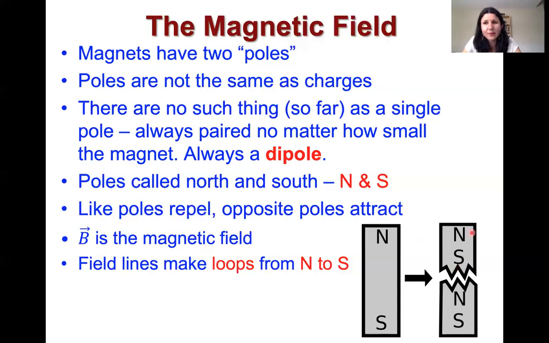So I'm sure you've all played with magnets. You take two magnets, sometimes they stick together, but if you flip one around, what you're really doing is you're flipping the orientation between the north and the south pole, and then suddenly they repel. So that's kind of this idea about like poles repelling, opposites attracting.